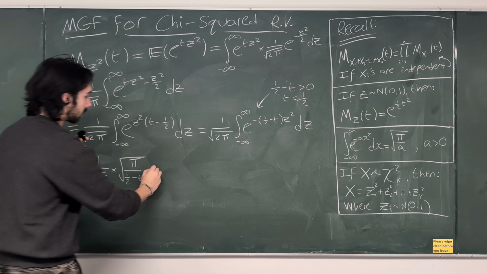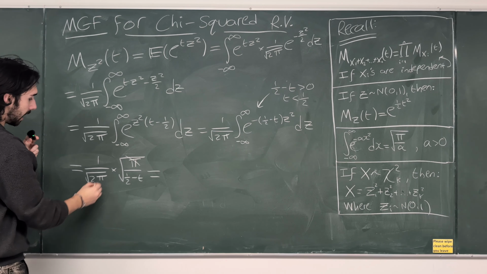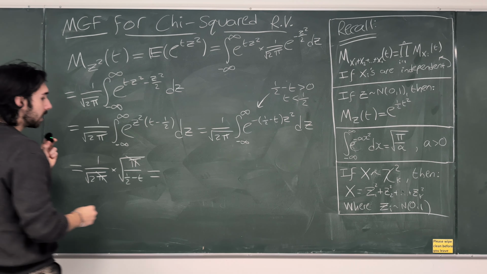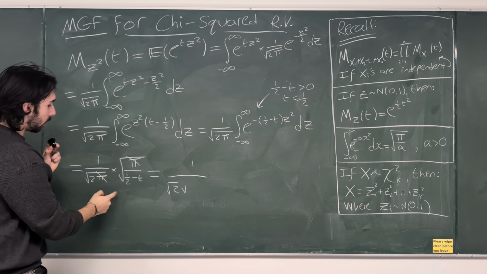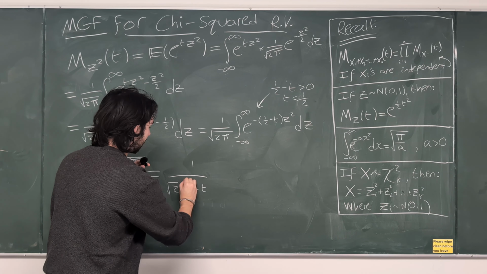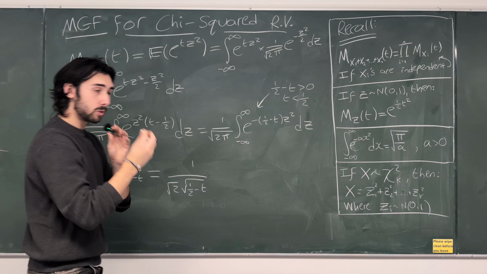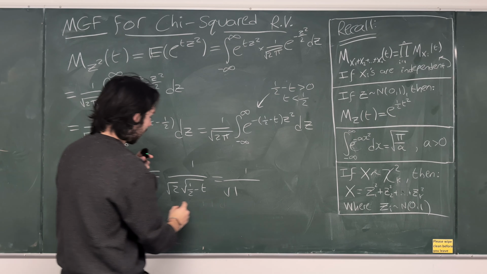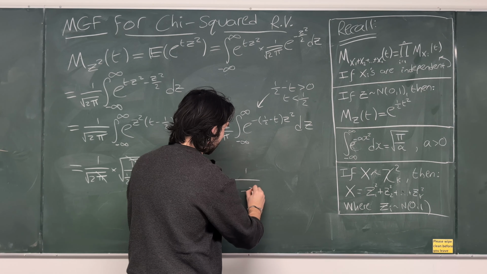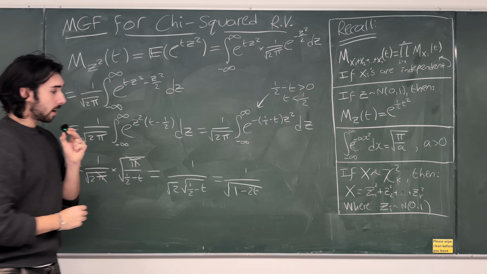And then we can do some cancelling, right? So the square root of pi and the square root of pi are going to cancel out there. And we're going to have 1 over the square root of 2 times the square root of a half minus t. Now, since they're both square roots, I can multiply them together. I've got 1 over the square root of 2 times a half is 1, and then 2 times t is 2t, so a square root of 1 minus 2t there.